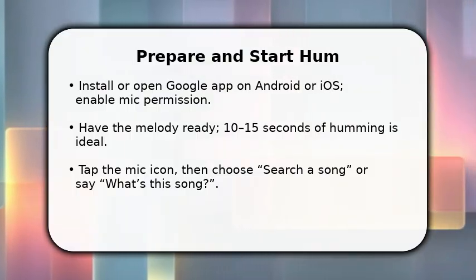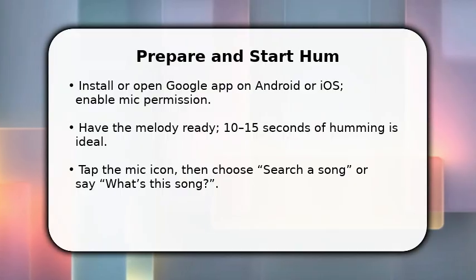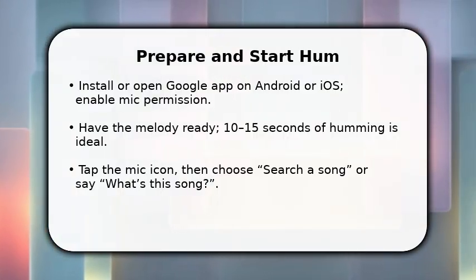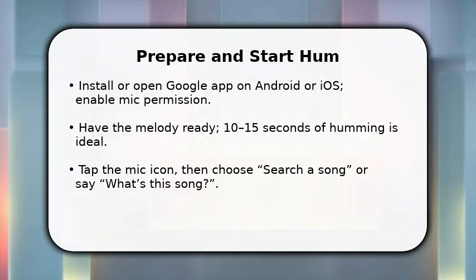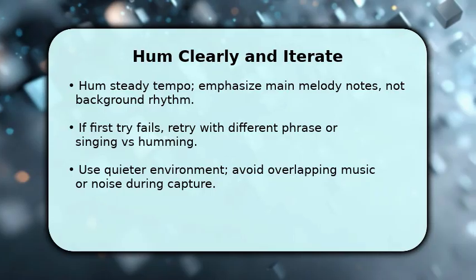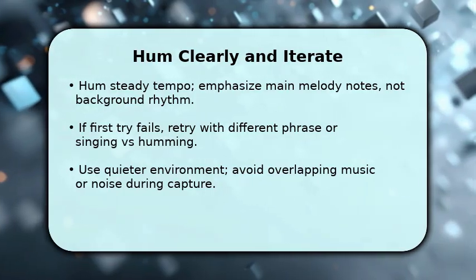Humming a clear 10 to 15-second phrase helps Google match patterns faster. Once done, watch the app analyze and return candidate matches based on melody only. Once you begin humming, make each phrase steady and centered on the main melody. Short bursts with clear pitch help.